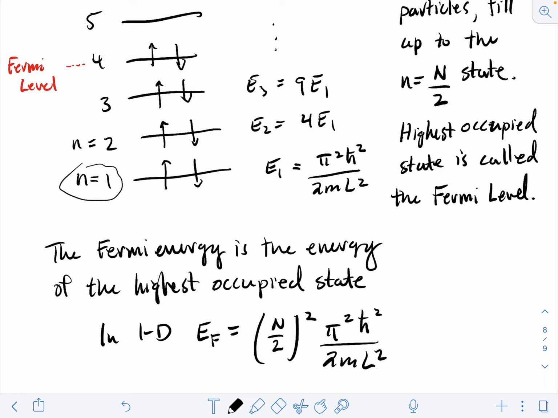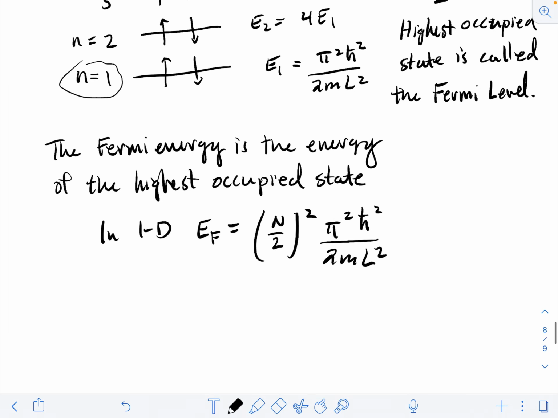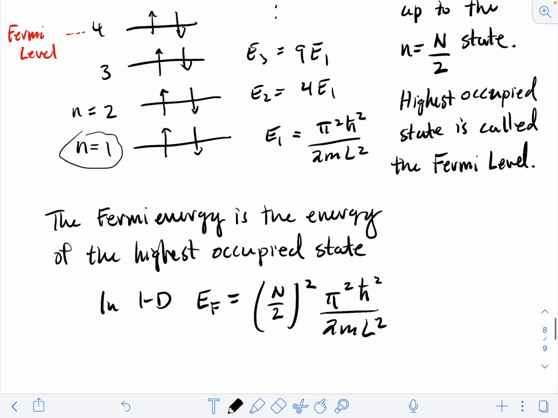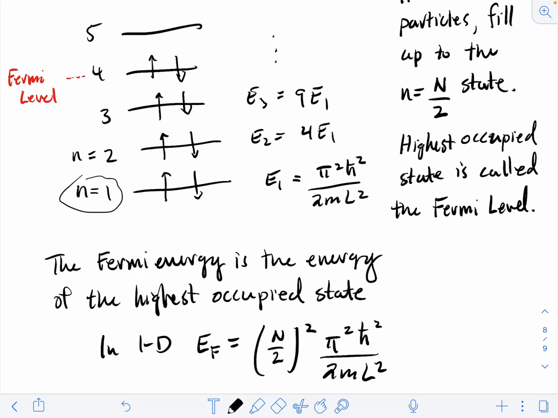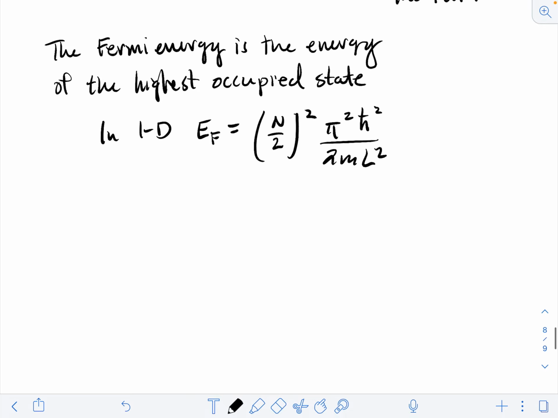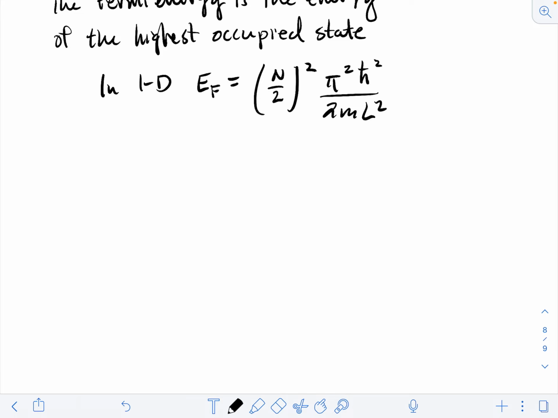Okay, so just remember then that that's not the energy of the system, that's just the energy of the highest occupied level. To get the system energy, we'd have to add up the energies of each of the individual particles. So 2 in the n equals 1 state, 2 in the n equals 2 state, and so on.